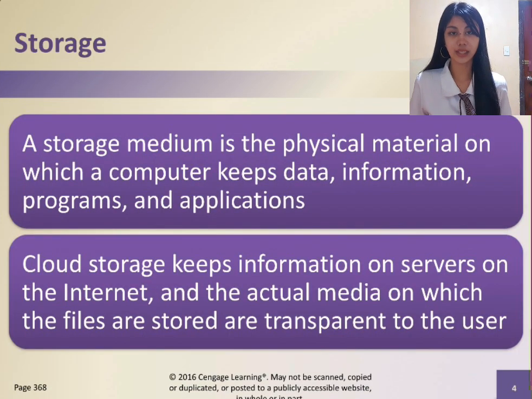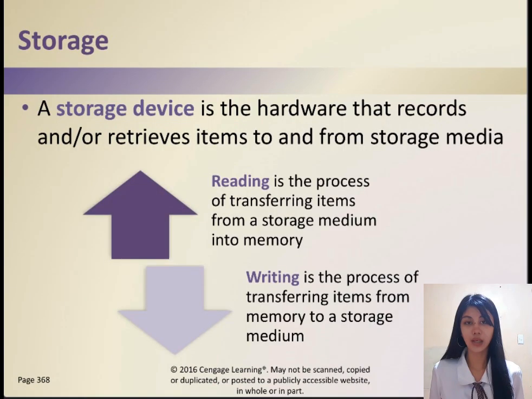Let us first define storage medium and cloud storage. Storage medium is the physical material on which a computer keeps data, information, programs, and applications, while cloud storage keeps information on servers on the internet, and the actual media on which the files are stored are transparent to the users. Now, we have what we call storage device. A storage device is the hardware that records and or retrieves items to and from storage media.